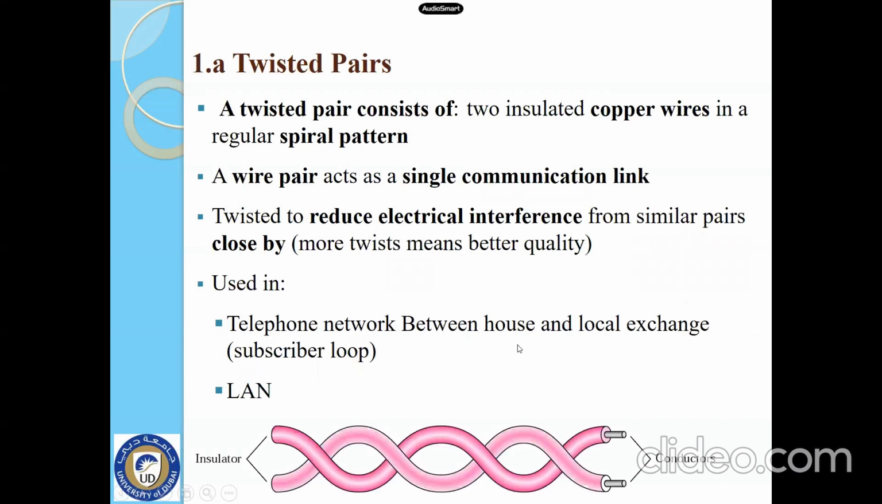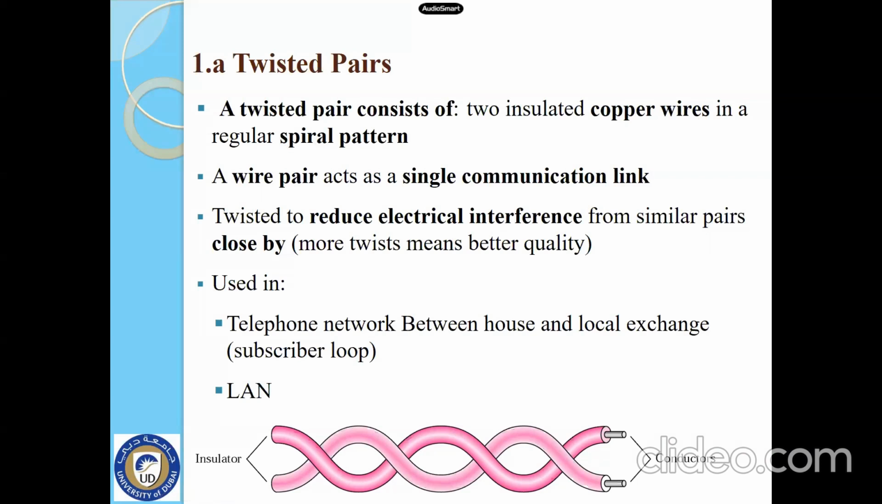The twisted pair consists of 2 insulated copper wires. Keep that in mind, that's a typical question you will face in the exam: what is the material of twisted pair wires? It's copper wires. And they are connected in a regular spiral pattern. The reason for the spiral pattern is noise cancellation and to reduce interference from other wires.